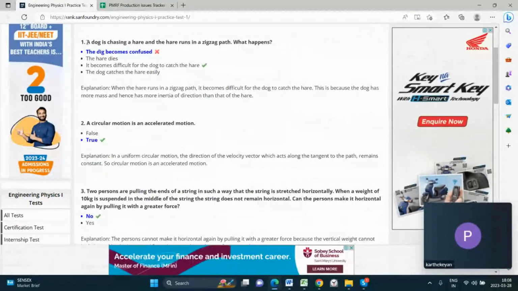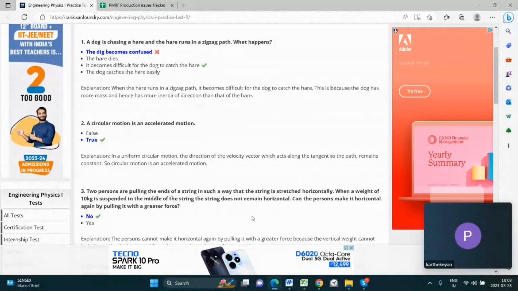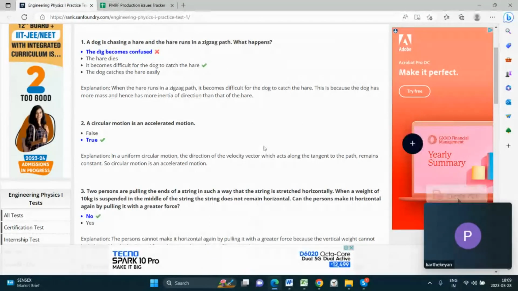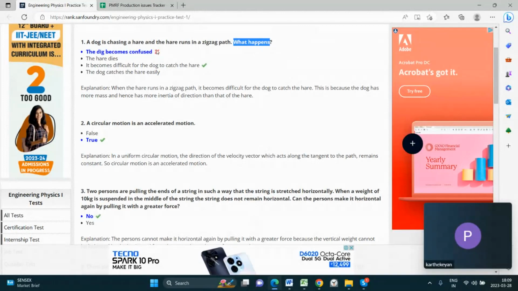A dog is chasing a hare and the hare runs in a zigzag path. A dog is chasing a hare. The hare runs in a zigzag manner. So what happens? The dog becomes confused. Why would the dog get confused if the hare runs in a zigzag? The hare dies. This will never happen. It becomes difficult for the dog to catch the hare.